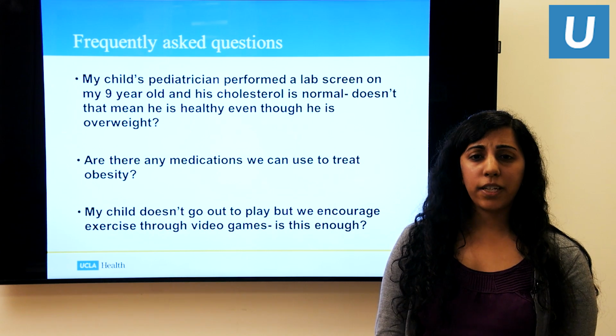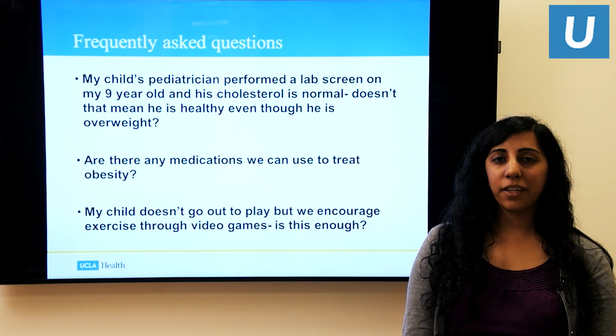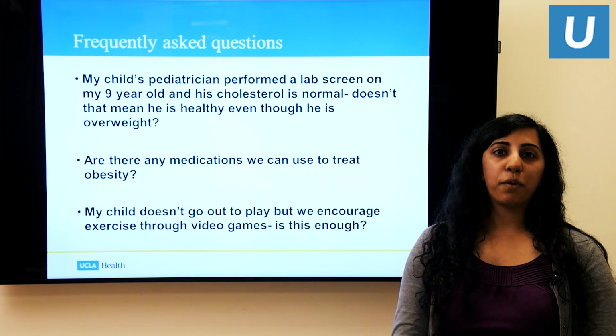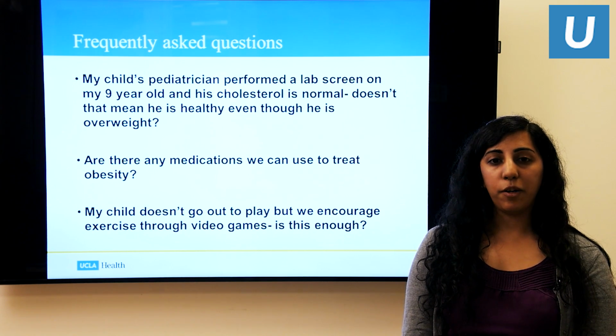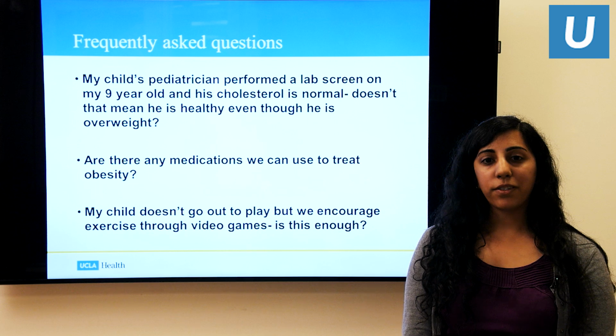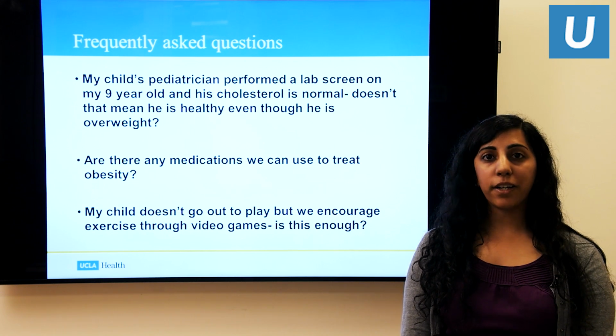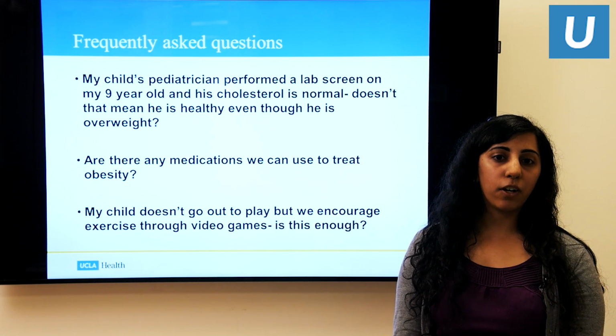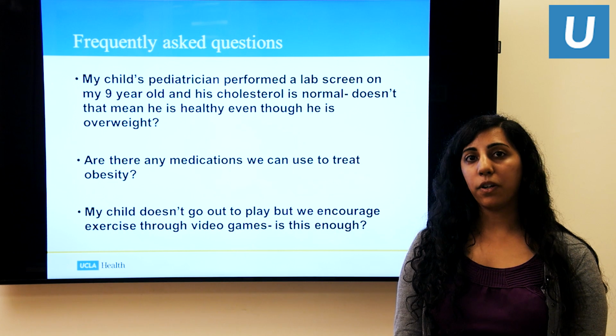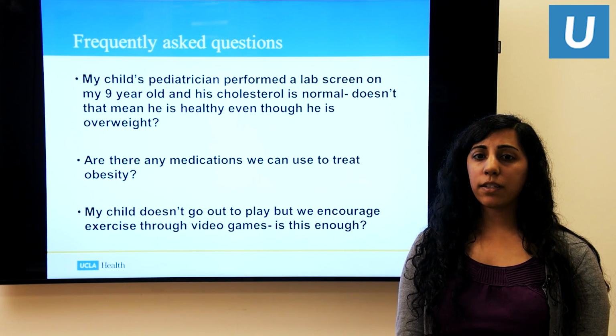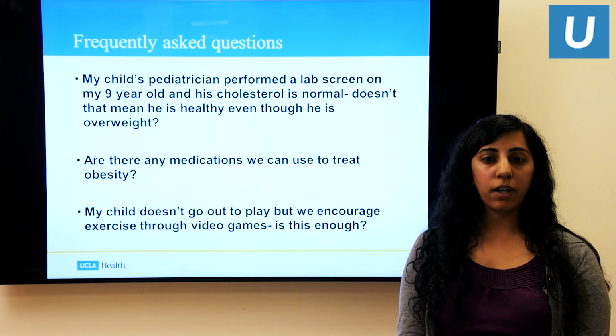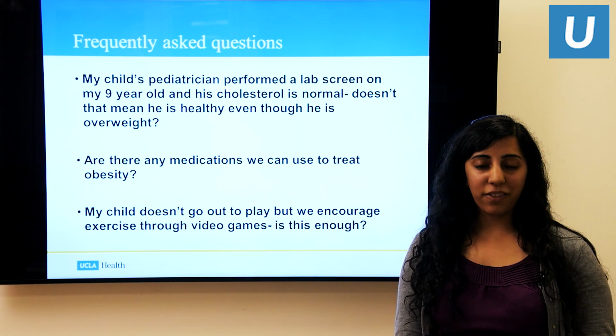So I did want to just address a few questions that I frequently get asked in my clinic before I go on to address your questions. So let's talk about these questions. The first one is, my child's pediatrician performed a lab screen on my 9-year-old, and his cholesterol is normal. Doesn't that mean he is healthy even though he is overweight? And we'll talk about that in a couple minutes.